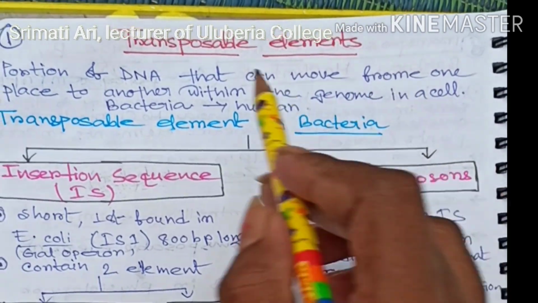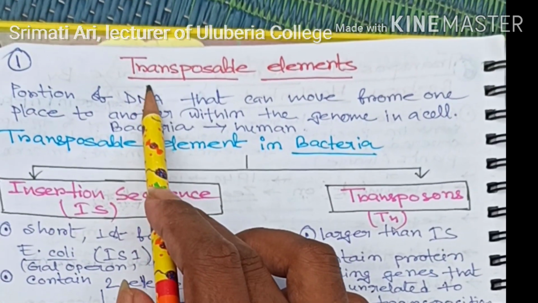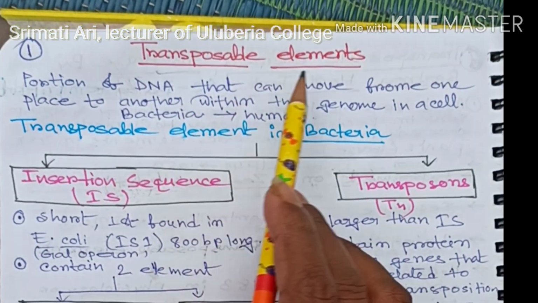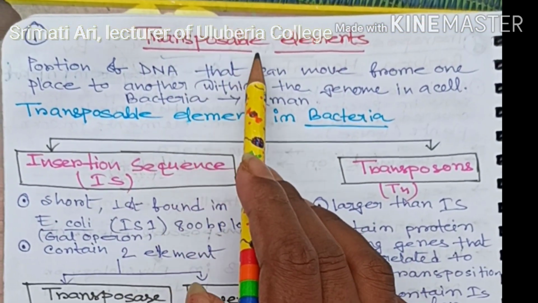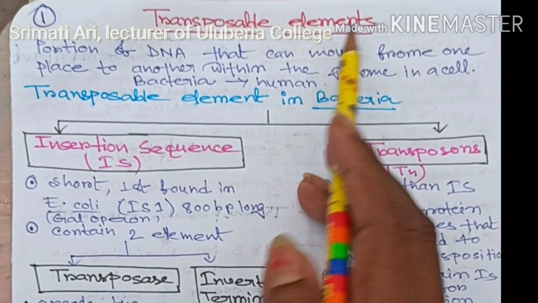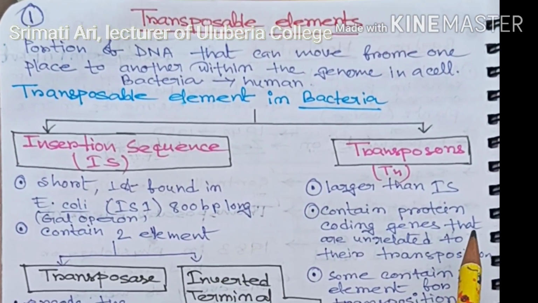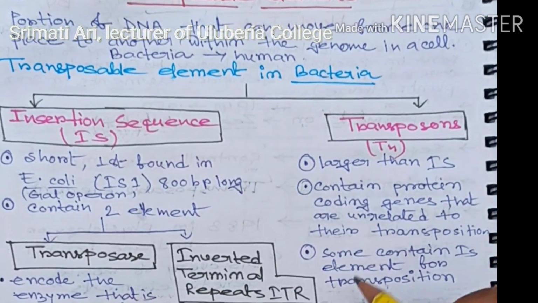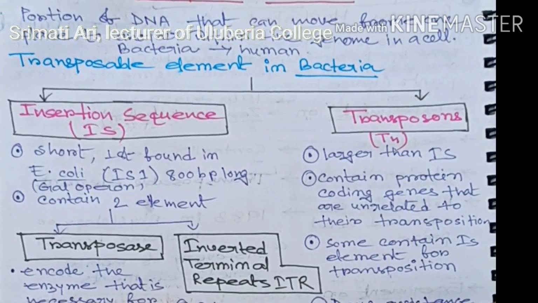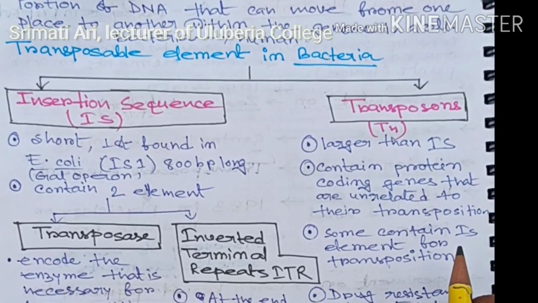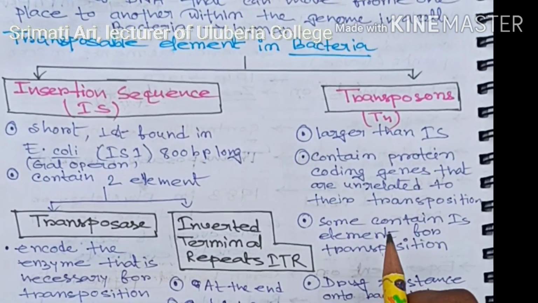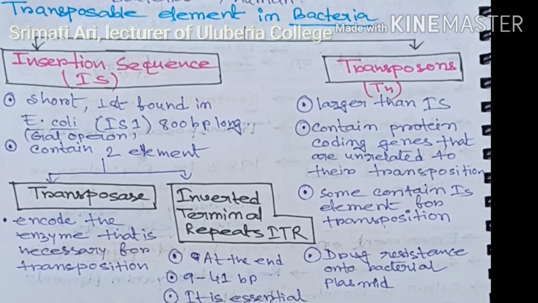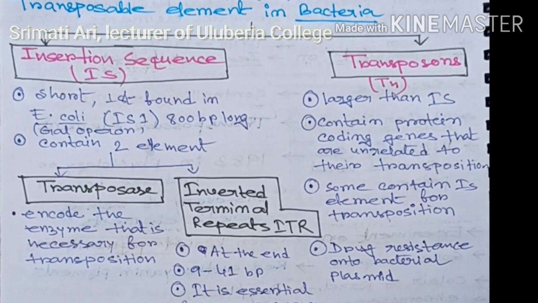Hello student, today I will teach you about a new topic, transposable element. What do you mean by transposable element? The portion of DNA that can move from one place to another. It should be a chromosome. That means within a chromosome a portion of DNA can move from one place to another, or to another chromosome within the genome in a single cell.